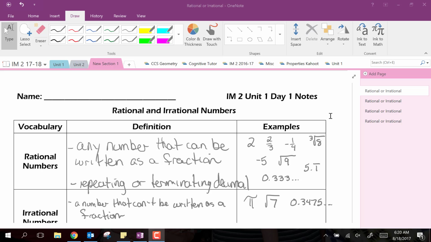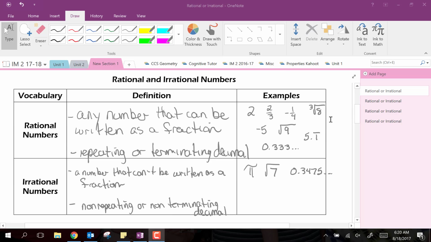Today we're going to talk about rational and irrational numbers. A rational number is a number that can be written as a fraction. Now really, what does it look like? It's a repeating or terminating decimal. 2 is terminating. It ends. We know what the next number is.